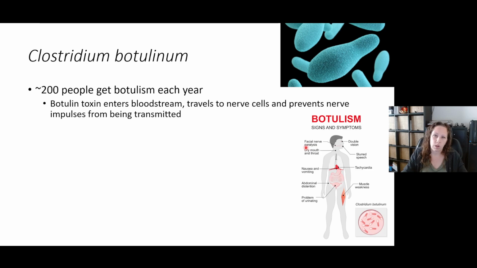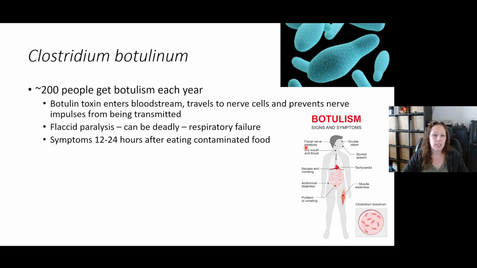This causes what's called flaccid paralysis, so you're just limp, okay? It can be deadly because if your lungs are paralyzed, you can't breathe. And your diaphragm is a muscle, and so if that's paralyzed, you can't use it and you can't breathe. The symptoms of botulism are typically between 12 and 24 hours after eating the contaminated food.